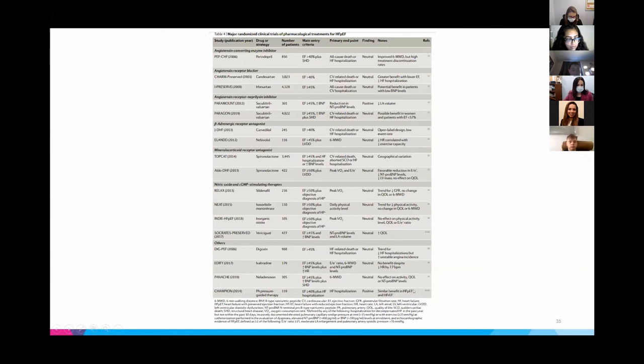And that makes sense because we know that in HFpEF, your filling pressures rise before you get symptoms. And a major problem in HFpEF is elevated filling pressures. So it makes sense that this trial showed similar benefit in HFpEF and HFrEF.